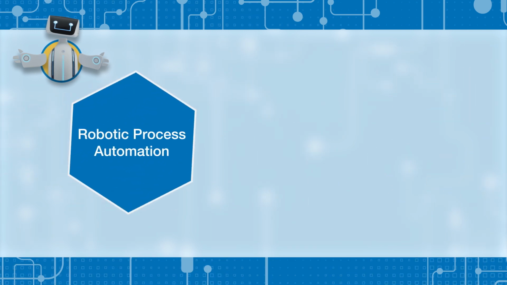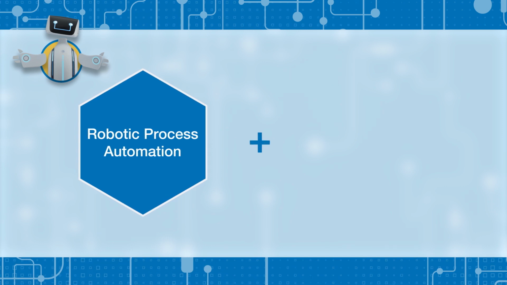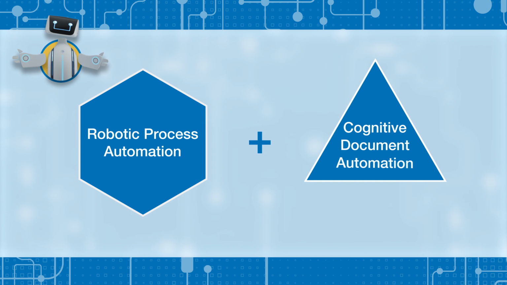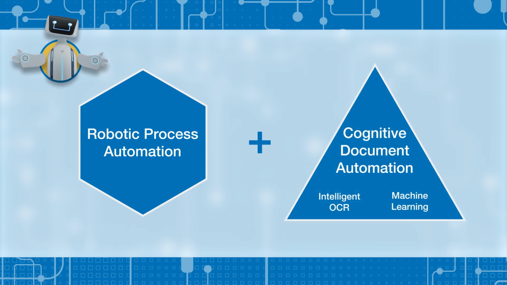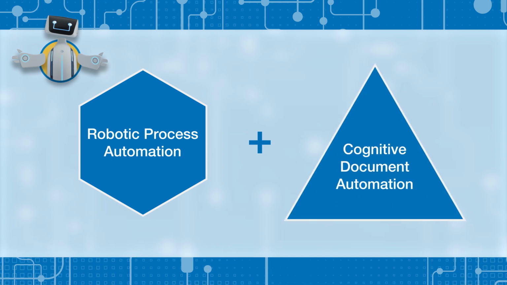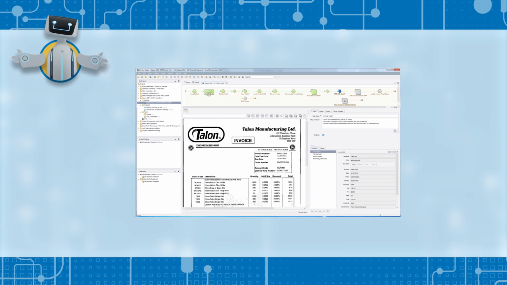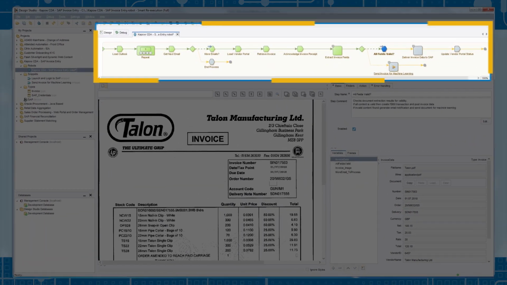In this demo, we'll watch as Alan the analyst designs and deploys a robot to automate this exact process with robotic process automation and cognitive document automation, which leverages intelligent OCR and machine learning to automate the processing of unstructured data. First, Alan opens the design studio to build out the workflow.